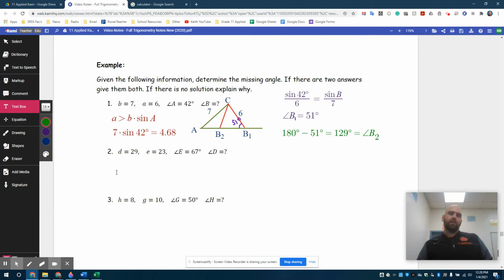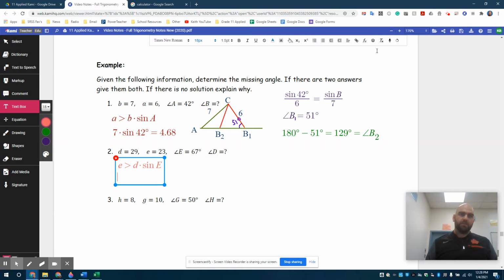Let's take a look at this second one here. Number 2, we're given d, e, big E, and big D. Now, we have different letters, but we can use those different letters the same way we would here. You notice here we have a and big A. Here we have e and big E. So what we're going to say to start is that we want to double check, is e greater than d times sine of E. Okay, so that's what we're going to try to find now. We're just changing the letters around a little bit.